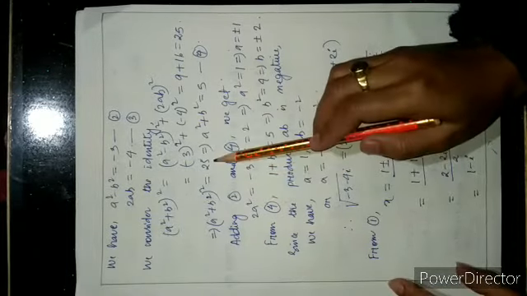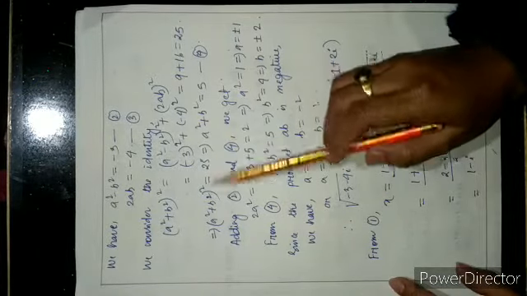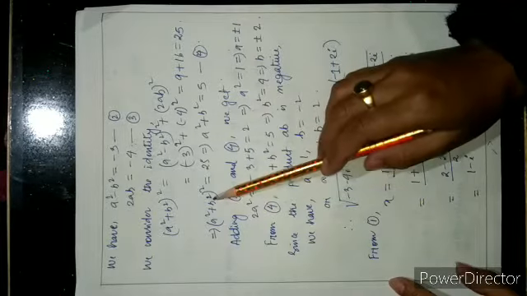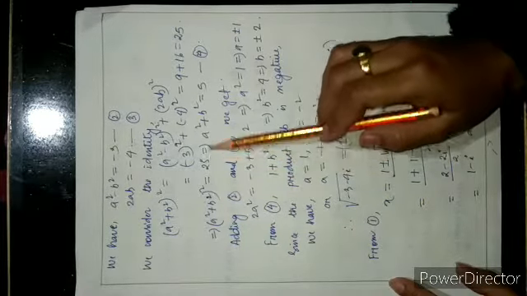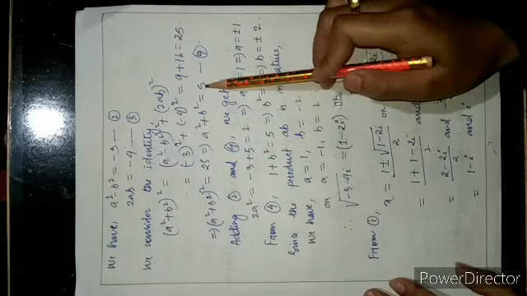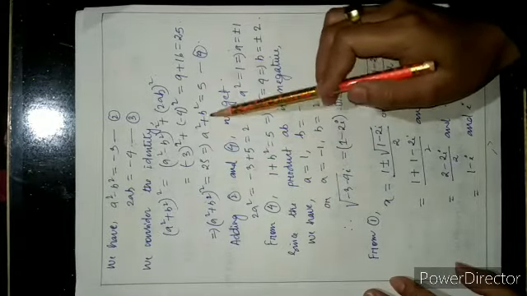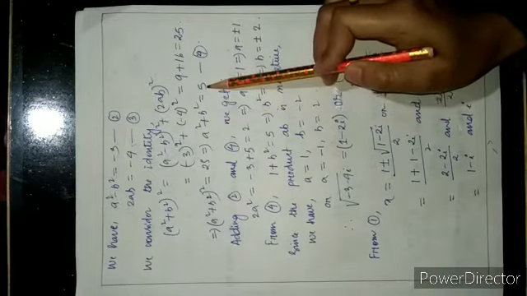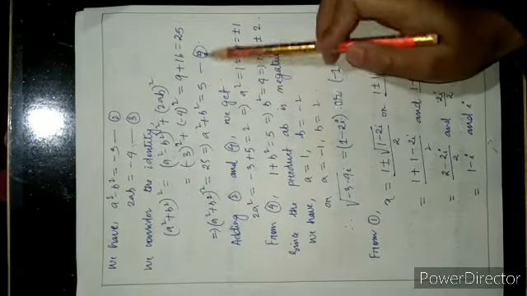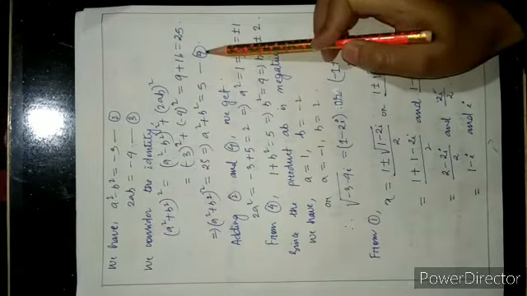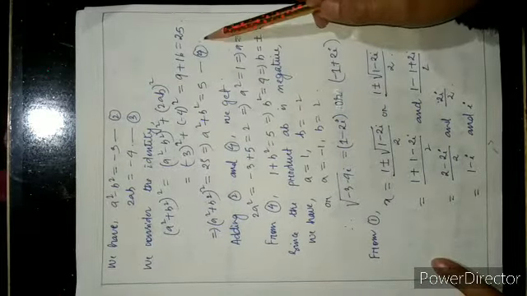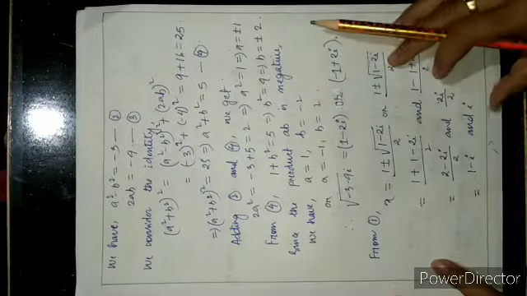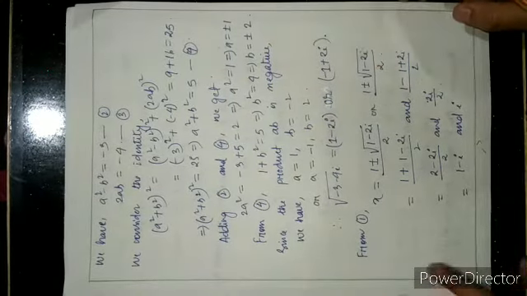Again taking square root on both sides of the equation. Since a square is positive, b square is positive, and their sum will be positive, the square root of this equation will be plus, so a square plus b square will be equal to plus 5. This is equation number 4. By using equation number 2 and equation number 4, we need to find the particular values of a and b.